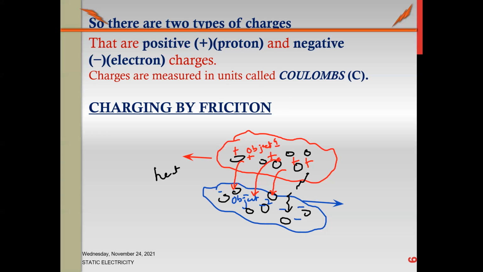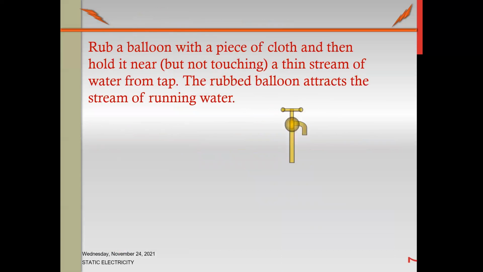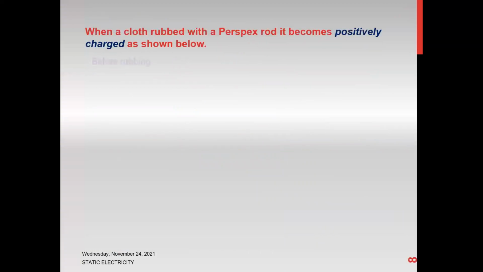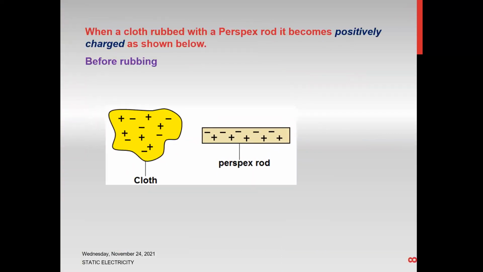Rubbing two surfaces over each other allows the electrons to jump. When these electrons jump, they travel from one surface to another, and we call that electrostatic charging by friction. As you can see, a substance is initially neutral, so the cloth is neutral, and the glass is also neutral, because you can see 5 positive and 5 negative, and this has 6 positive and 6 negative.